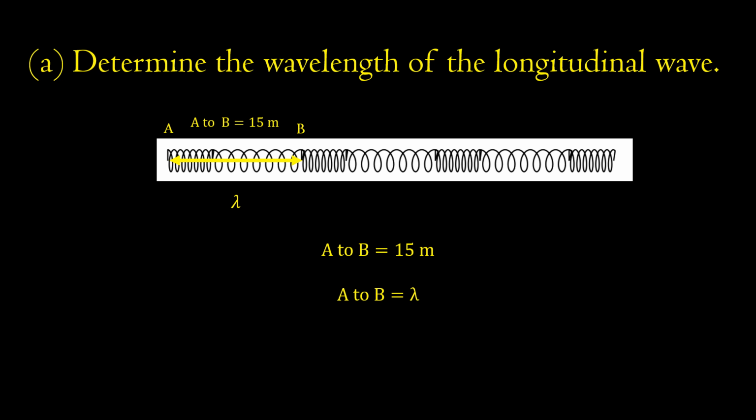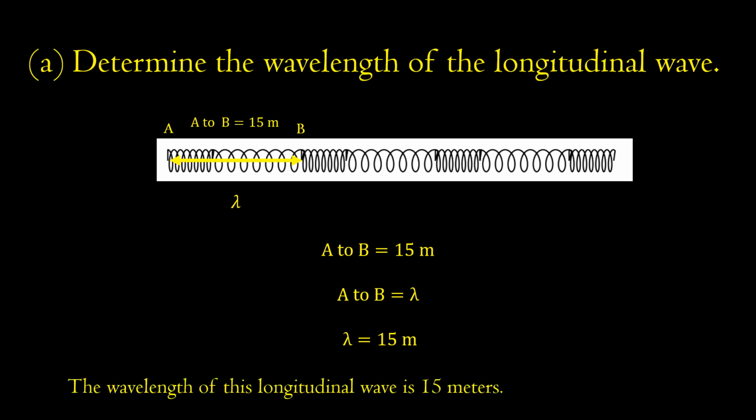Now, if A to B equals 15 meters and A to B also equals the wavelength lambda, this means that the wavelength lambda is equal to 15 meters. It's the same distance, right? So we can just say that the wavelength of this longitudinal wave is simply 15 meters.